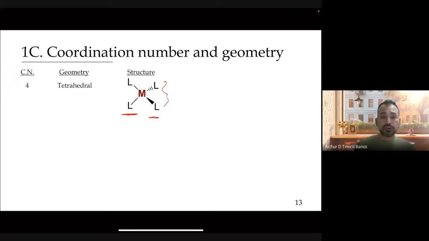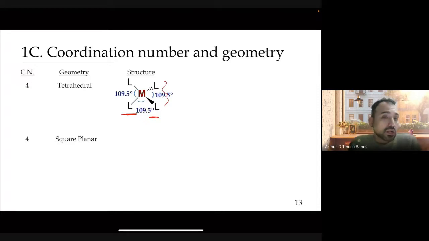So there's going to be then an associated bond angle, the ligand-metal-ligand bond angle that you guys are familiar with, and that is 109.5 degrees. Okay, so that's the classical representation of tetrahedral. But then let's look at another possibility where a coordination number 4 can actually lead to a square planar geometry.